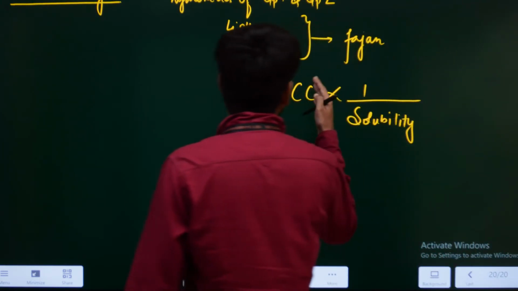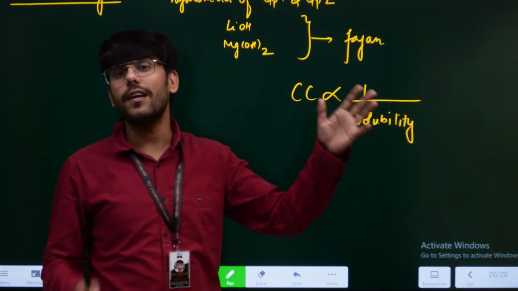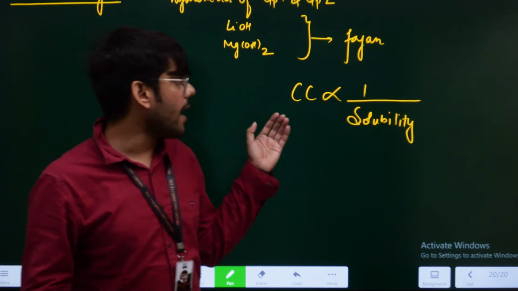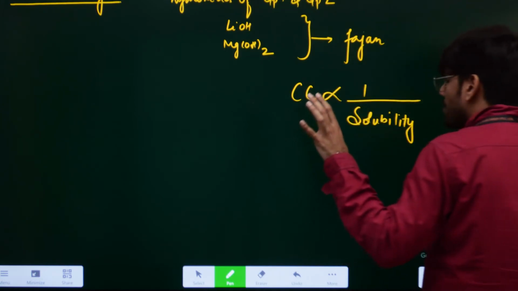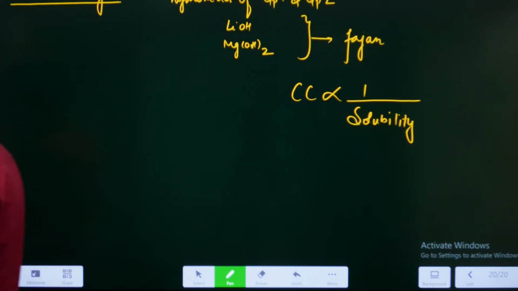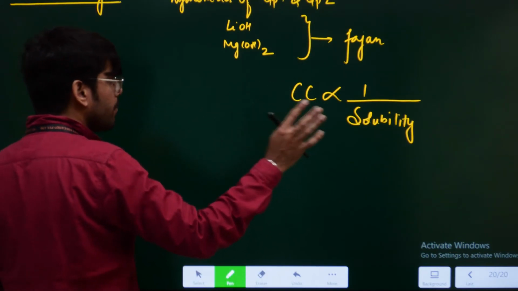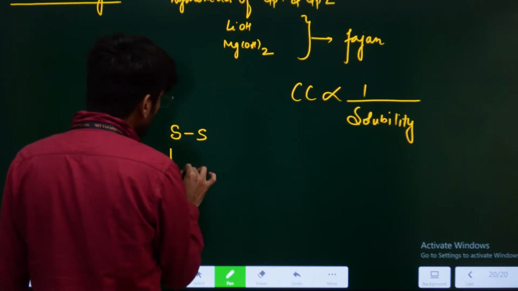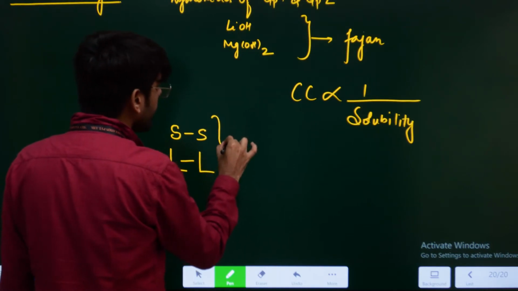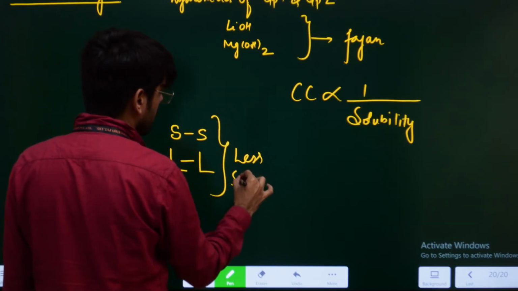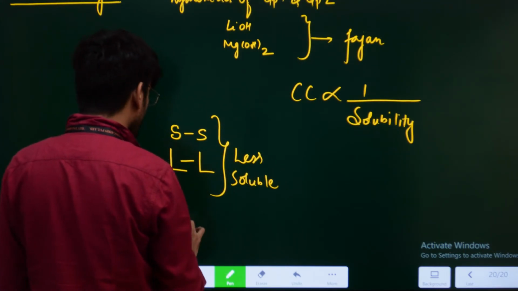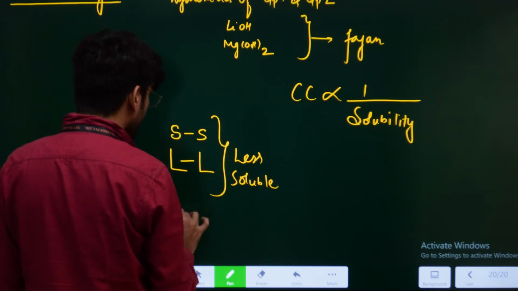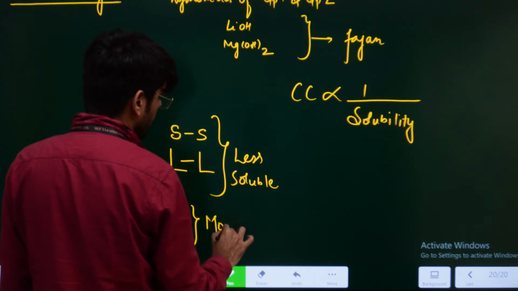Why is this happening? Because covalent character is inversely proportional to solubility. Tell me if this is clear. Now I'm just doing the trick part, so you do not have to get confused. One more trick: if you have a smaller cation and a smaller anion, or a larger cation and a larger anion, then in these cases it is less soluble. And if you have a smaller cation and a larger anion, then it is more soluble, as simple as that.